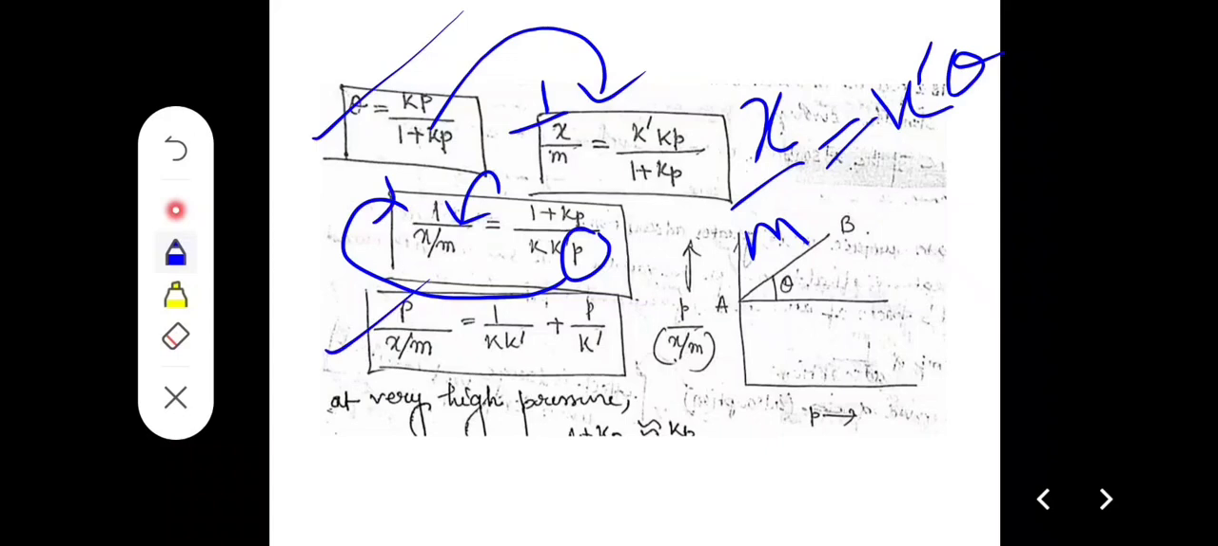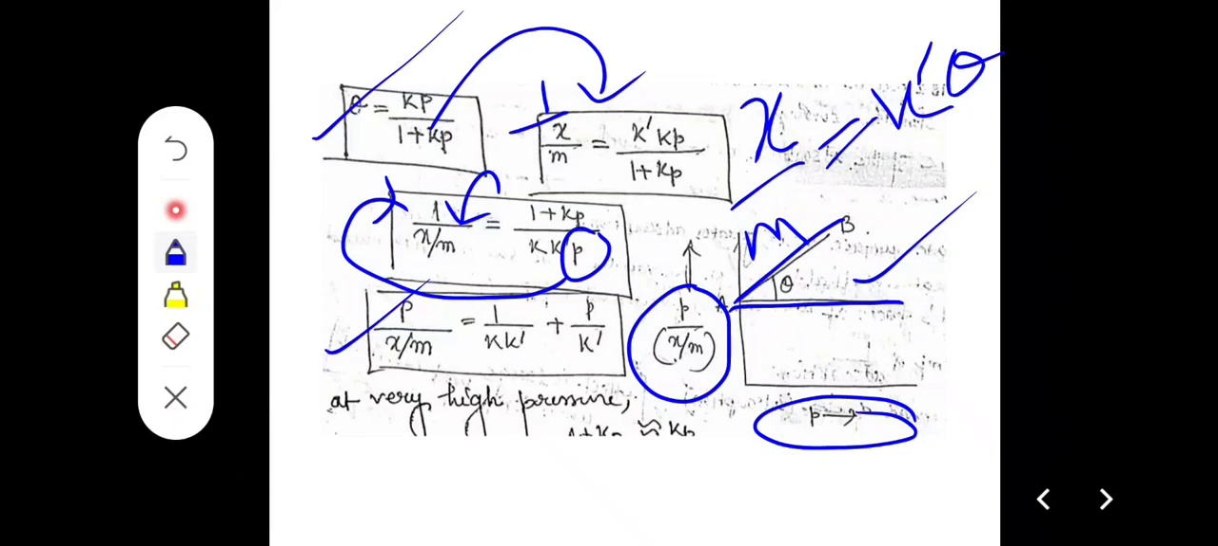So we have this graph: if we plot P by x by m on the y-axis and P on the x-axis, we get this type of curve. Theta is the fraction of coverage, the fraction of surface area.